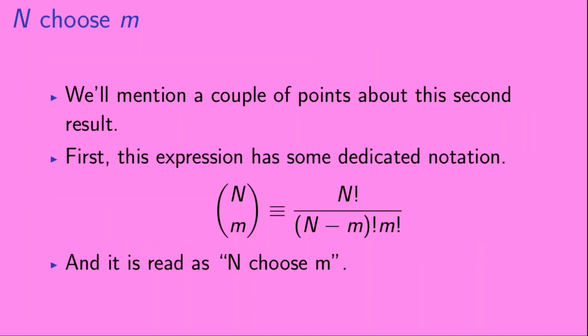Now, we'll mention a couple of points about this second result. First, this expression is useful and has some dedicated notation. So we write this as n and m in a big set of parentheses, and it is read as n choose m.